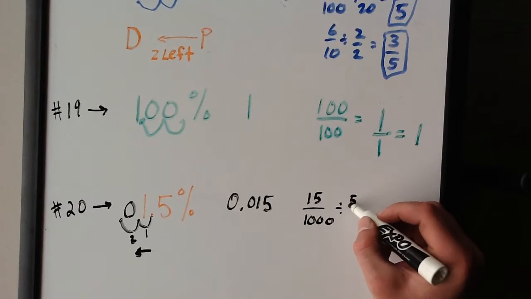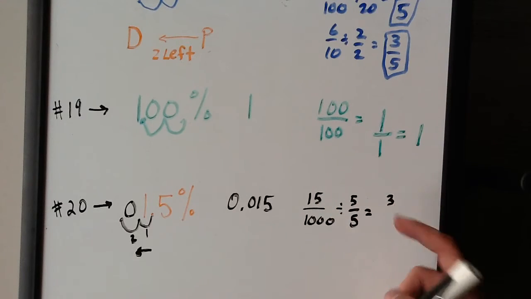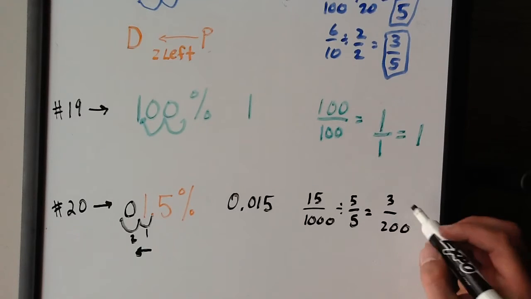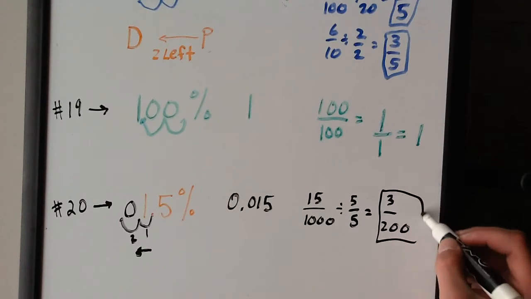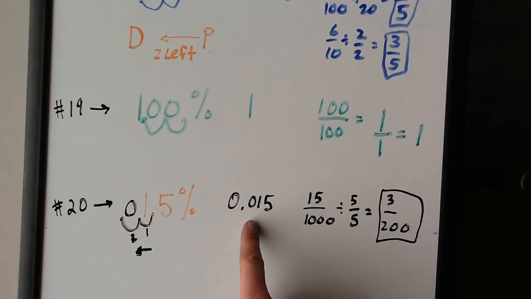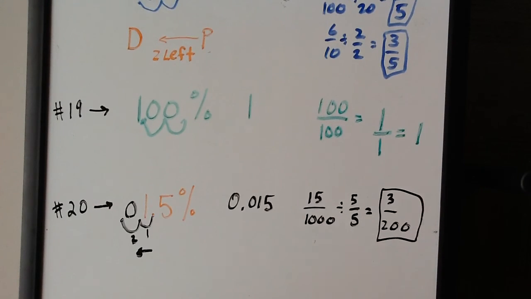So if I divide the top and the bottom by 5, I get 3 on top. 15 divided by 5 is 3. And 1,000 divided by 5 is 200. And that is simplest form, 3 over 200. Okay, so I have 1.5%, which is 15 thousandths, which is 15 over 1,000 in fraction form. In simplest form, I get 3 over 200.